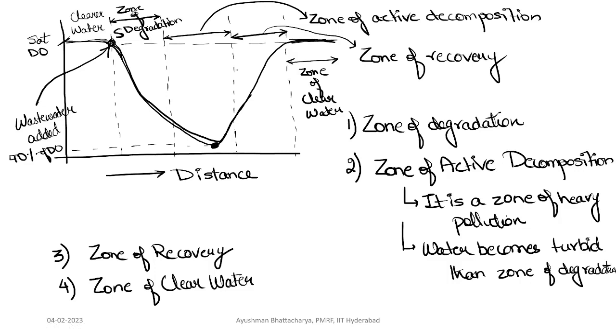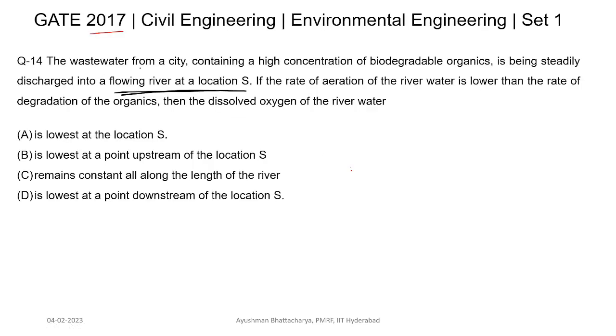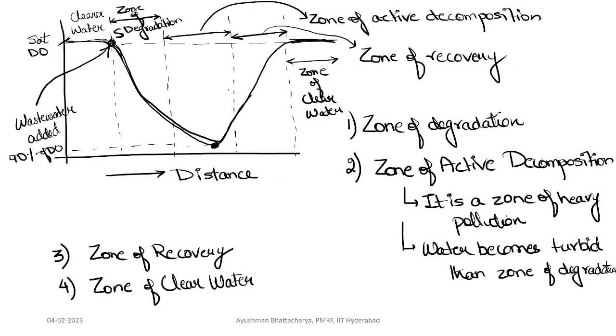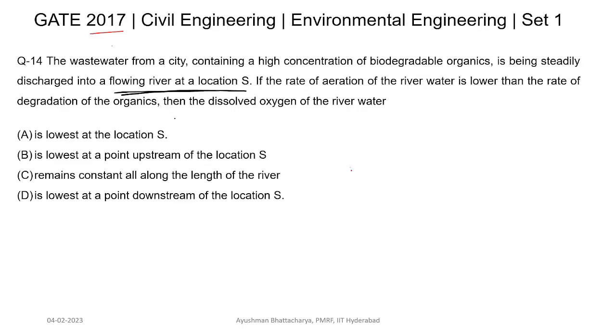Now coming to the question: wastewater from a city containing high concentration of biodegradable organics is being steadily discharged into a flowing river at location S. So this is the location S where the wastewater is added. You can see the DO level is minimum at some point downstream of location S. Based on the options, the first option, lowest at location S, is wrong. Lowest at a point upstream is also wrong. The third option, remains constant along the length of the river, is also wrong. The fourth option, lowest at a point downstream of location S, is correct.